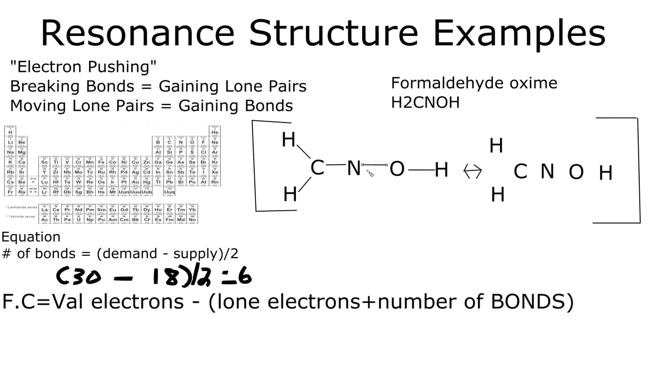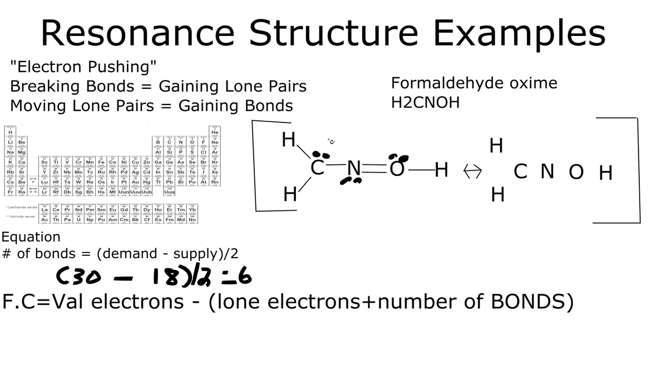And where do we place our last bond? Well, we have to place it between the carbon and nitrogen, or we can place it between the nitrogen and oxygen. So let's do this first. Okay, now what we need to do is fill in our remaining electrons to make octets. So we have 2 there, 2 there, and 2 there. So 2, 4, 6, 8, 10, 12, 14, 16, 18, which checks off with our supply.